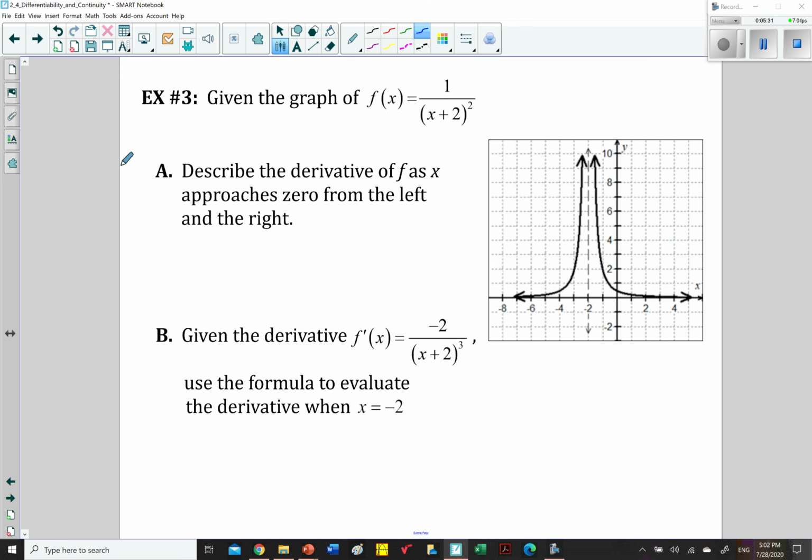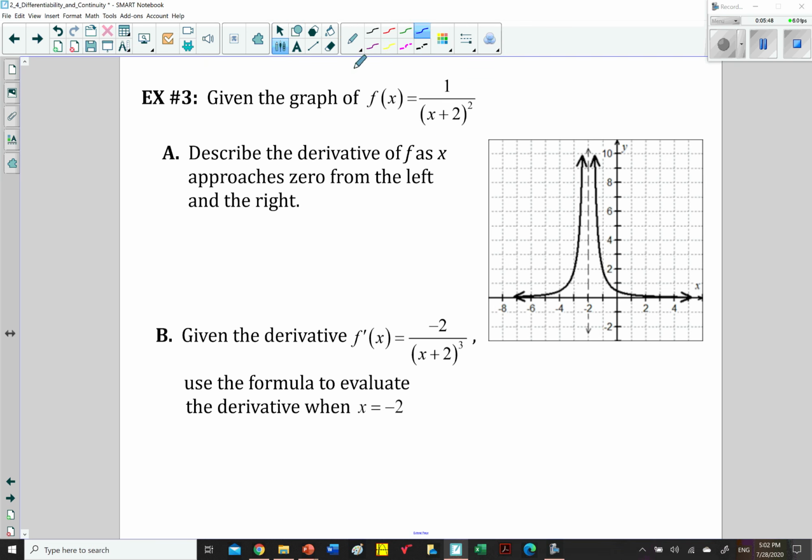In this example, if we're given the graph of f of x is 1 over the quantity x plus 2 squared, describe the derivative of f as x approaches negative 2 from the left and from the right. So we could just do that real simply here. As x approaches negative 2 from the left, the derivative is approaching positive infinity. So as I go toward negative 2 from the left, my slopes are getting infinitely large.